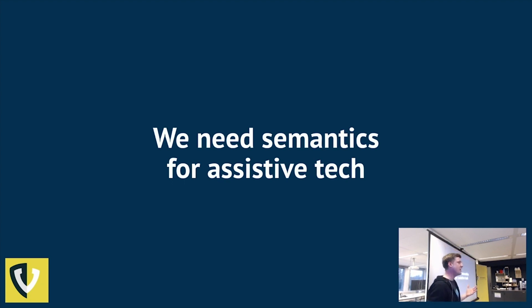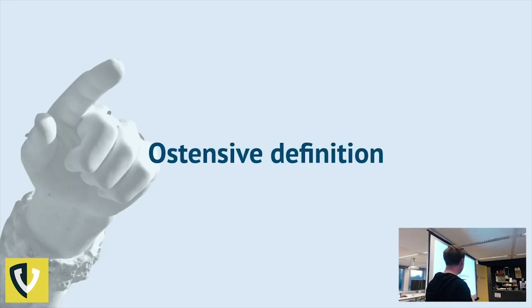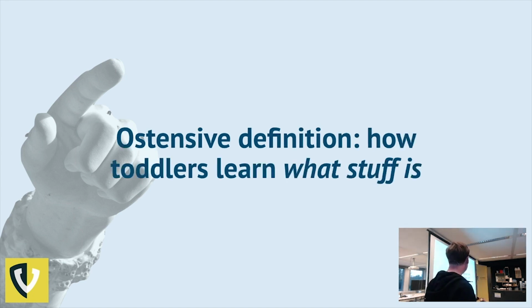And semantics is about what stuff is and what stuff means. And a word that comes to mind for me, from the philosophy of language, is an ostensive definition. It might sound a bit fancy, but what it means is that you define something by pointing at it. And this is maybe familiar because it's how we've all learned what everything is in the world. This is how toddlers learn what stuff is in the world.